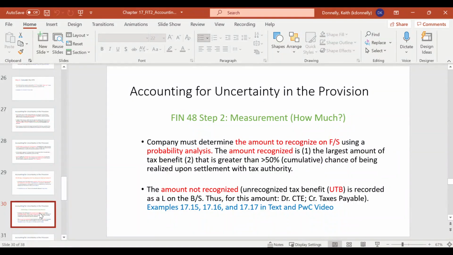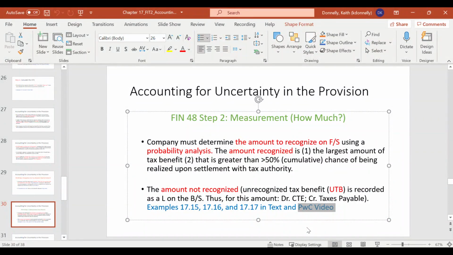So basically what happens here is the company has to determine the amount to recognize on the financial statements, and they do this with a probability analysis. The amount they do recognize, the answer to how much, right? The first question is, are you allowed to take this deduction or this position? The second question being, for how much are you allowed to take? The amount you recognize is the largest amount of the tax benefit that is greater than a 50% chance of being realized upon settlement with the tax authority. The amount not recognized, namely the unrecognized tax benefit, is recorded as a liability on the balance sheet. For this amount, we're going to debit our current tax expense, credit our taxes payable. So I'm going to have a PwC video in there that goes over this FIN 48.